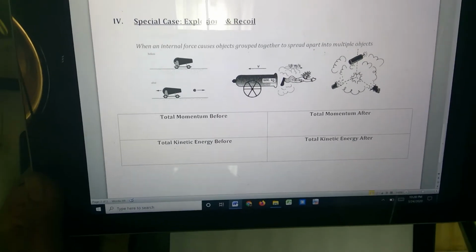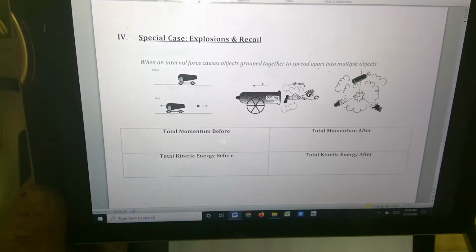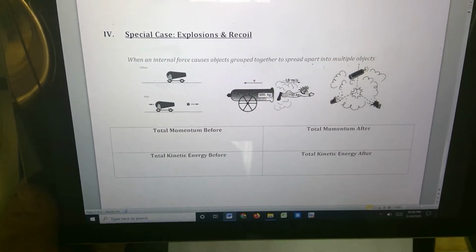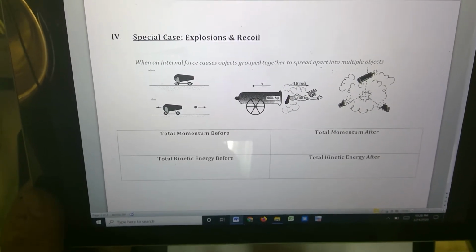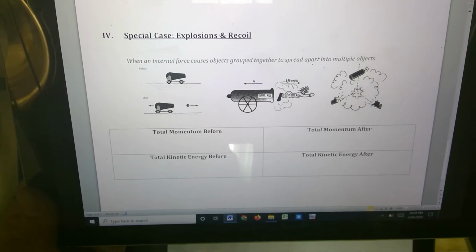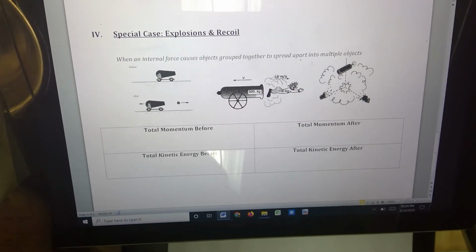Alright, last thing. This is a special case. I wouldn't necessarily call it a collision, but it is an interaction between two objects that we can use momentum to analyze. Take a look. You got a cannon here, and what ends up happening with a cannon, if you ever notice, cannons are always on wheels, because when they fire, they roll back.